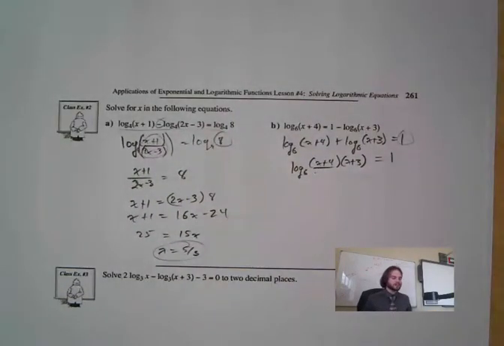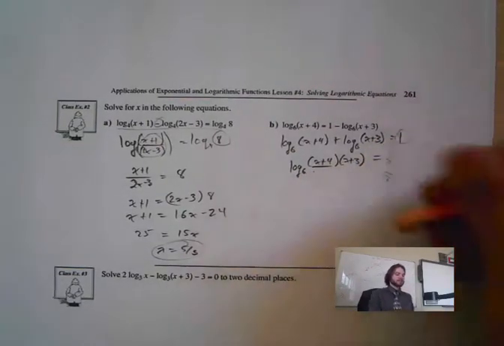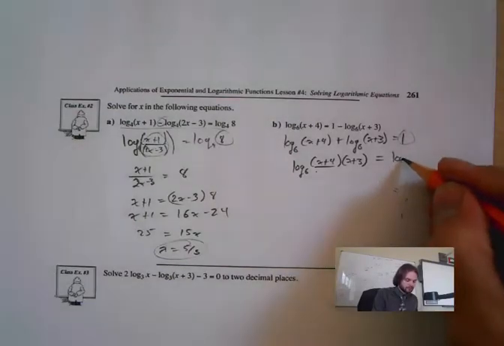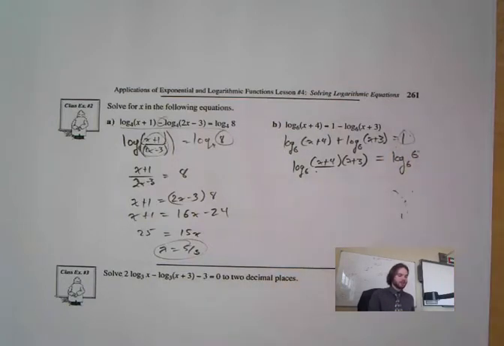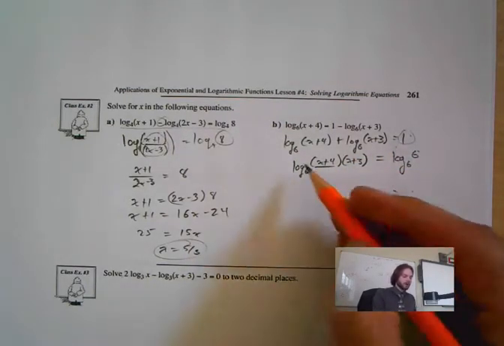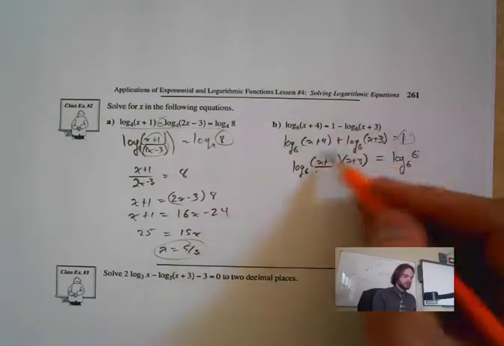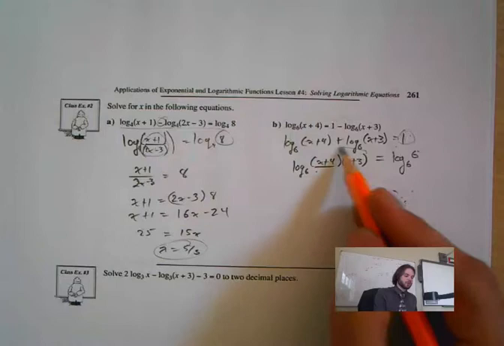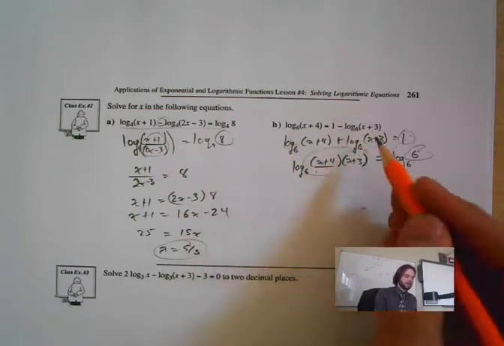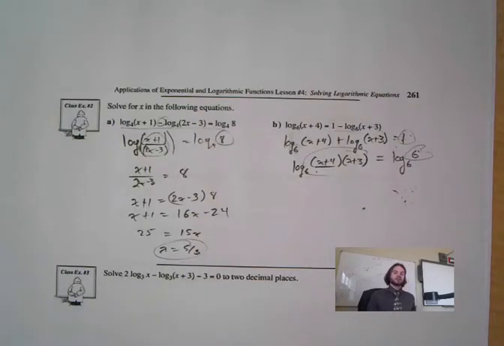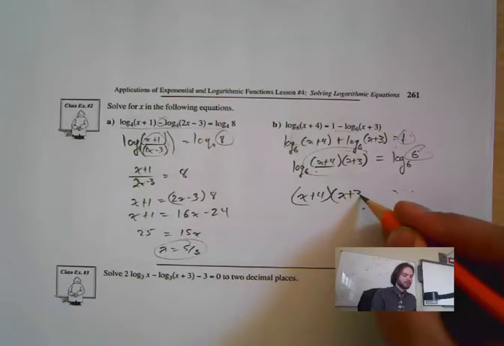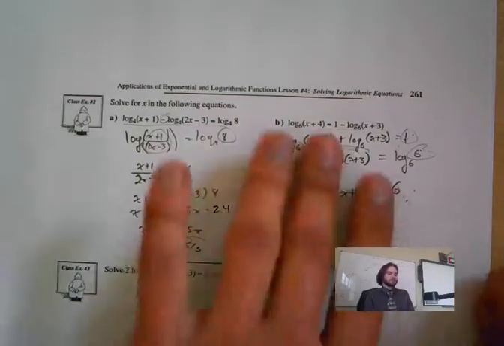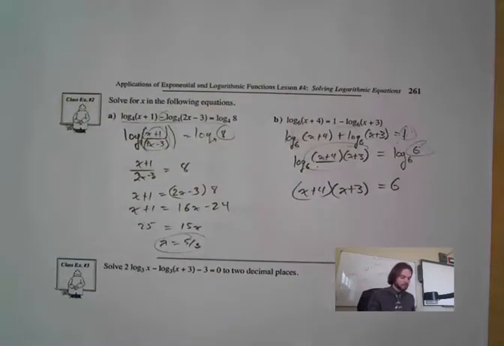Now there's two ways I could do this here. I know this one is the same as log base 6 of 6 to the power of 1, which is equal to 6. So I could do it that way and say this is equal to this. Or I could go 6 to the power of 1 is equal to 6, so therefore this must equal 6, or I could say this here must equal 6 to the power of 1, which is 6. So I could solve this now. I'm going to have x plus 4 multiplied by x plus 3 is equal to 6. All right, there's two ways of doing that and looking at it. I'm going to expand this out.